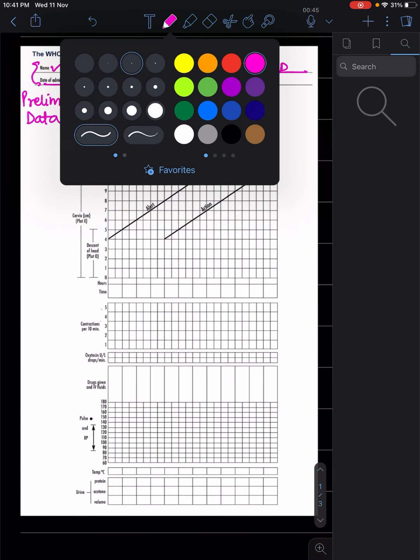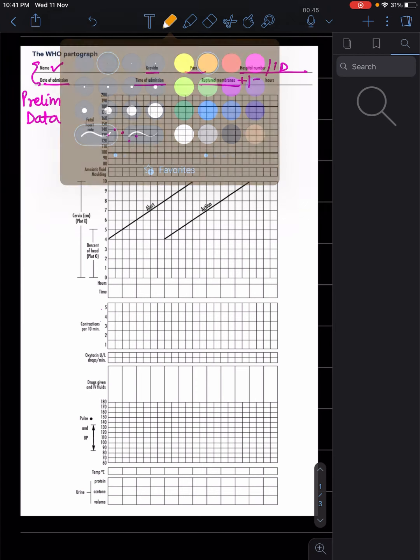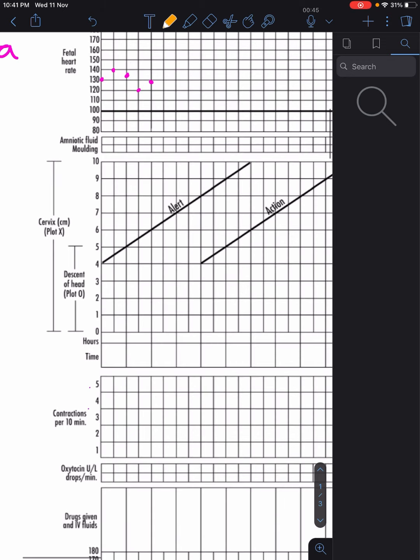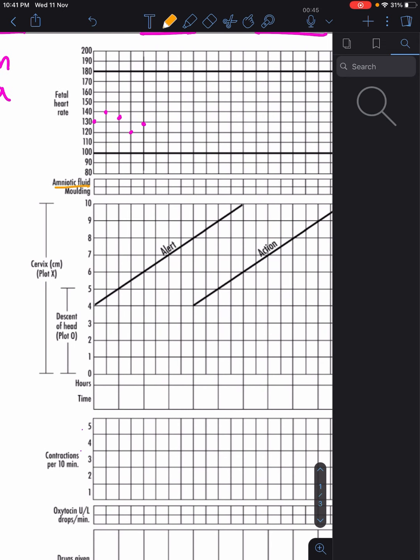Okay, good. Now we come to the next point. What we can see here is amniotic fluid, right? So amniotic fluid, how do you plot amniotic fluid? If leaking is not happening, supposing the membrane is intact, there is no rupture of membrane, so you'll write it as I, that is intact membrane, right?